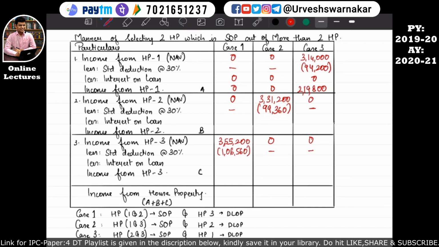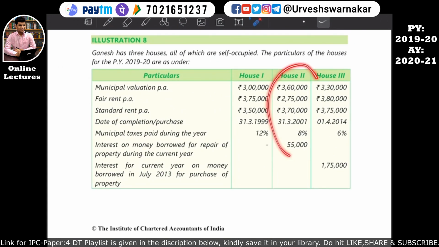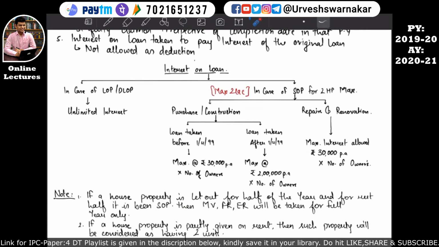Okay, let's feed the detail from the question regarding the interest on loan. The question says that in case of house property 2, interest on money borrowed for repairs of property during the current year was 55,000. But if this house property 2 becomes SOP, then the maximum limit given in our notes is this: if the house property is self-occupied and interest on such loan is paid for repairs and renovation, then the maximum interest allowed is 30,000 per annum. So we need to see that as well.